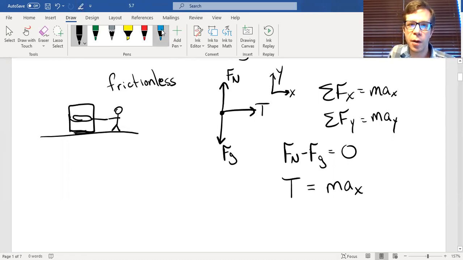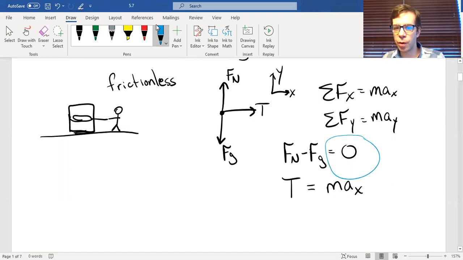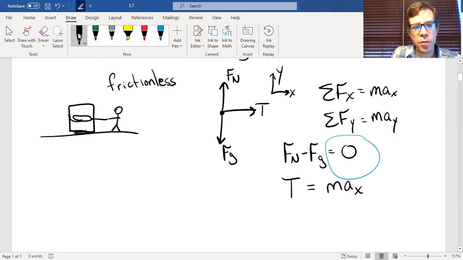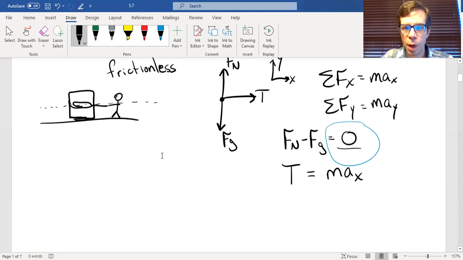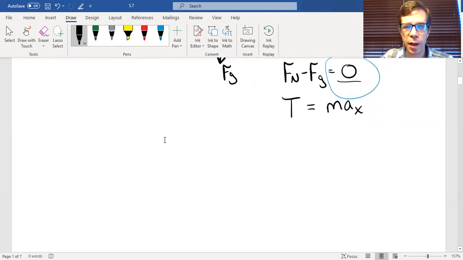Oh, and I did something here without justifying it. Why did I put a 0 here? Well, as this object were to move, I know that it's going to move along the surface of the ground. So there's no change in height, no change in our y coordinate. So my y acceleration is 0. That's what we have here. There are the equations of motion for that case.